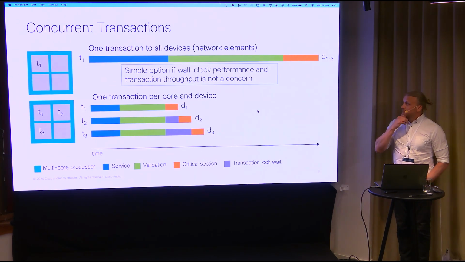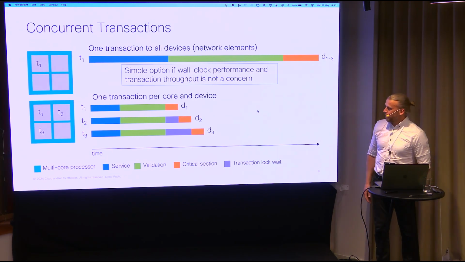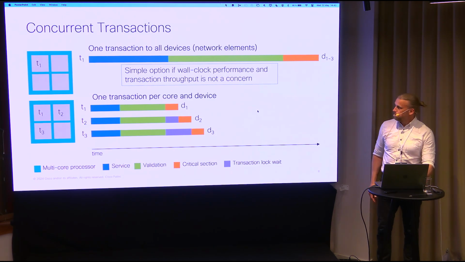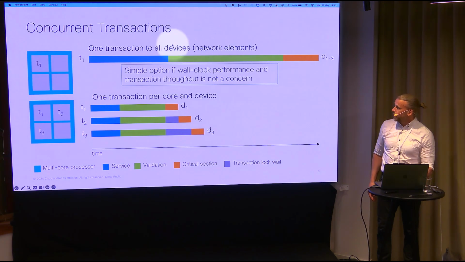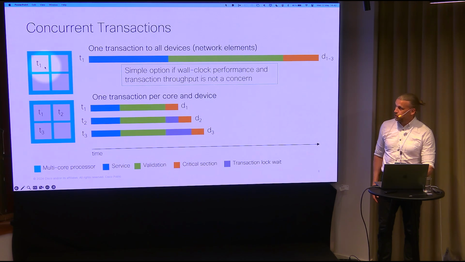So if you look at this, this is like a summary of the transaction with the same colors and so forth. You have the service in blue right here, and you have the green part, which is then the validation part, and the critical section in orange. This represents one transaction using one CPU core.